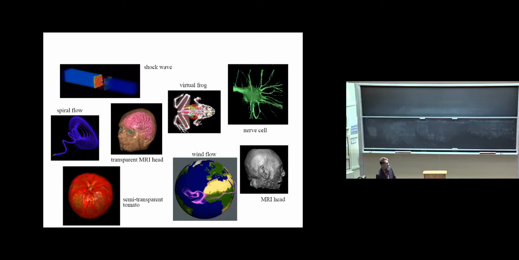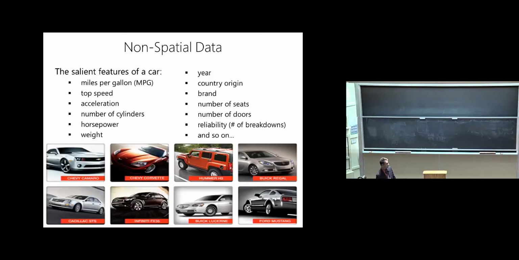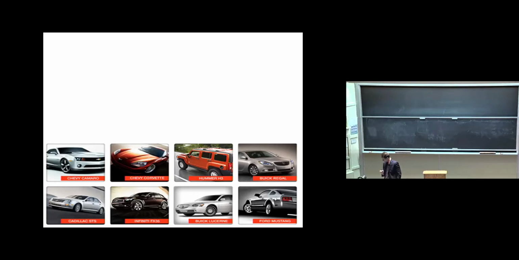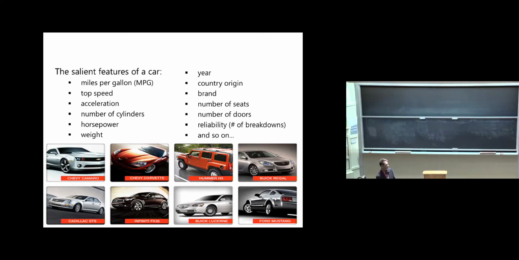Here is some data that are also spatial, like a car, many cars. But that's only one aspect of a car. Here's another aspect: miles per gallon, top speed, acceleration, number of cylinders, horsepower, number of doors, and whatever. These are really not spatial data. They may have spatial representations, but you can look at them as attributes. These are what's called non-spatial data.